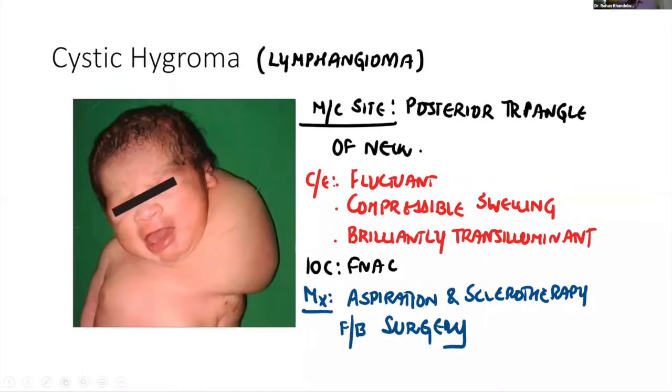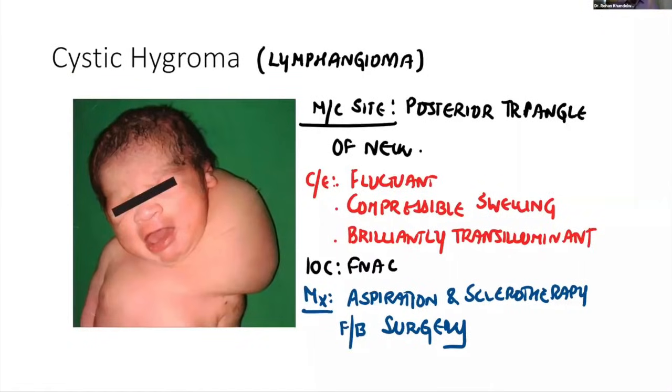Cystic hygroma or lymphangioma, this was asked in the PG exam. Also in the FMG exam, it has been asked. The most common site is the posterior triangle of the neck. That is the most common site for this lesion. It is a fluctuant lesion, compressible swelling, brilliantly transilluminant. So if you shine a torch, it will shine brightly.